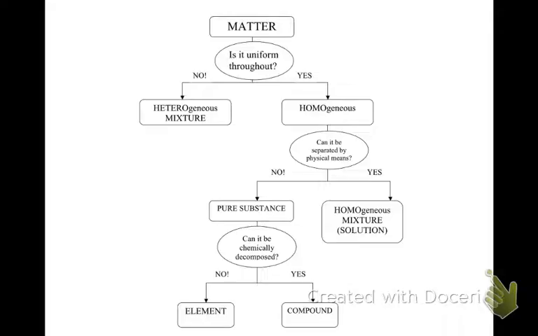So here's a nice little flow chart to help us figure out what matter we are looking at. The first question we would ask ourselves when looking at any piece of matter is, is it uniform throughout? Meaning, does it have layers? Like onions, or parfaits, because everybody loves parfaits. But anyway, is it uniform throughout? Does it have layers?